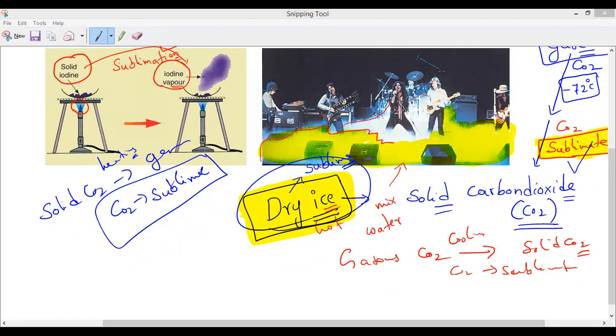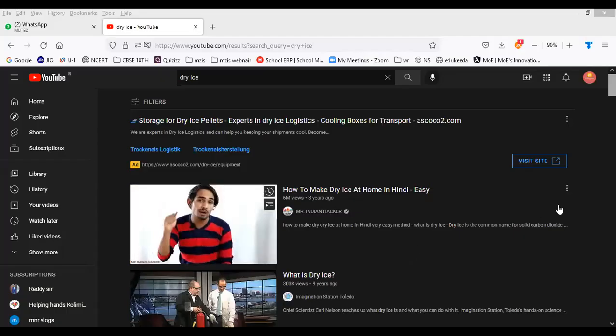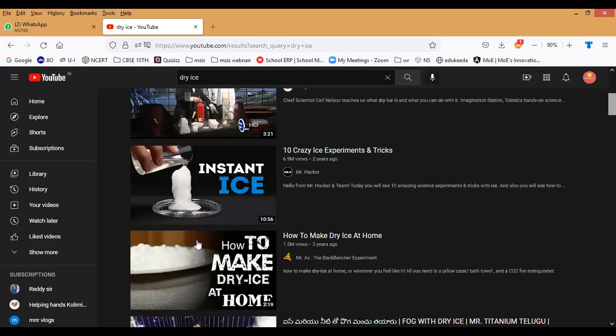So let us discuss the formation of CO2, dry ice. Dry ice, how it forms smoke and all. You can see dry ice versus hot water. In movies and all, this is the technique they use, how smoke is produced. You can watch these videos, so you will feel it. So I will show you.